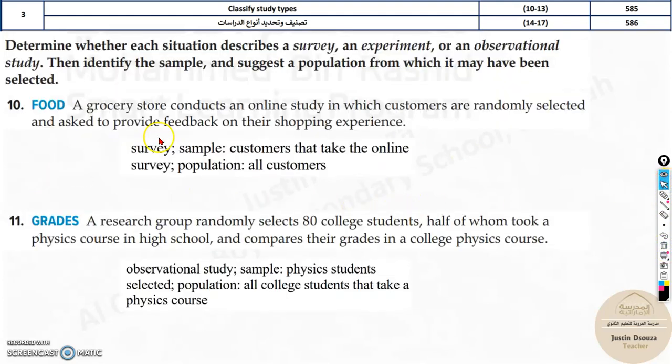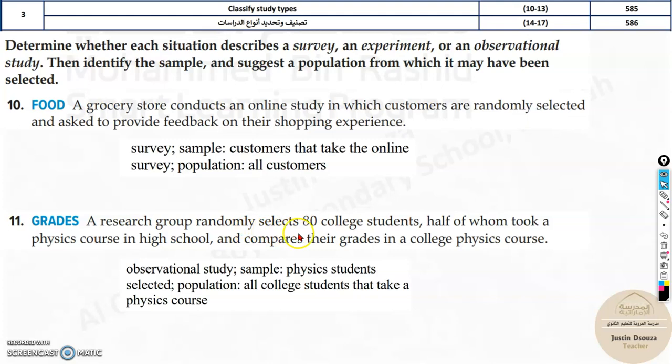Here you have to do this. A grocery store conducts an online study in which customers are randomly selected and asked to provide feedback. Giving feedback, filling a questionnaire, it's a survey. Now, what is the sample? All the customers taking the online survey, whoever is taking the survey, the customers that are randomly selected, are the sample, and the population is all the customers who come to the shop. The sample is who got that survey, whereas all customers are the population.